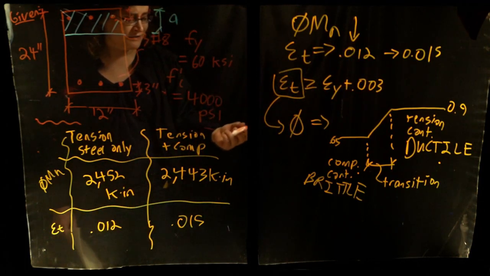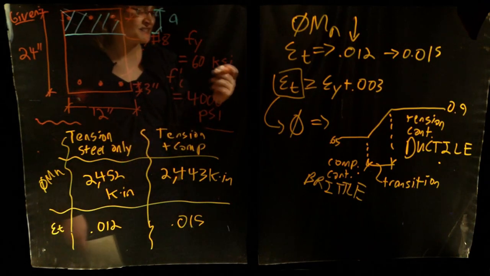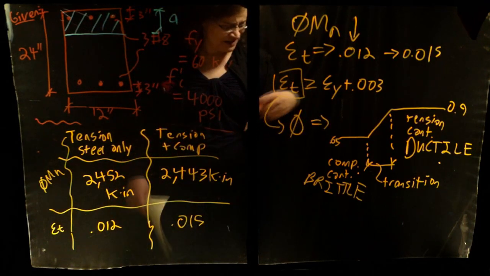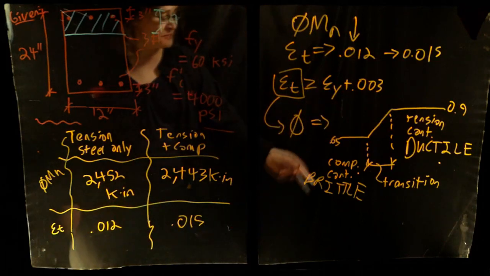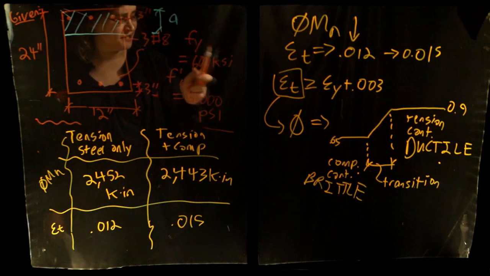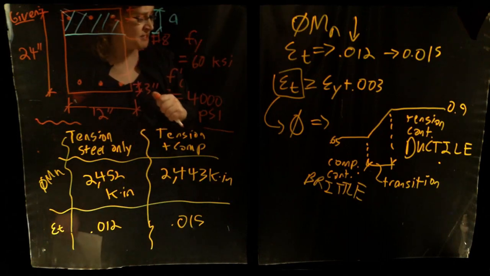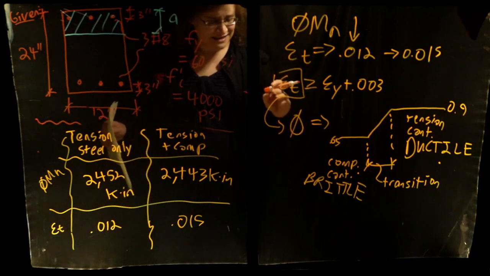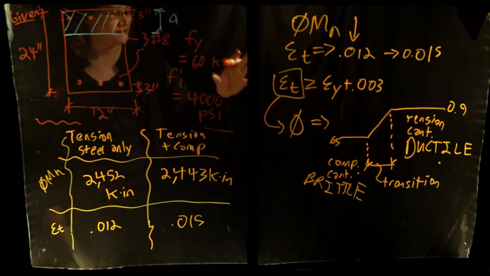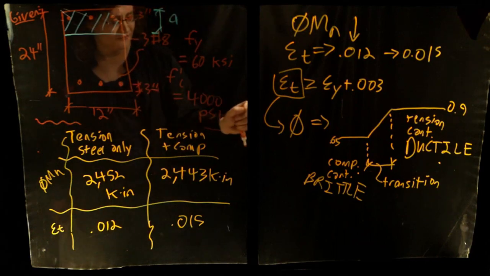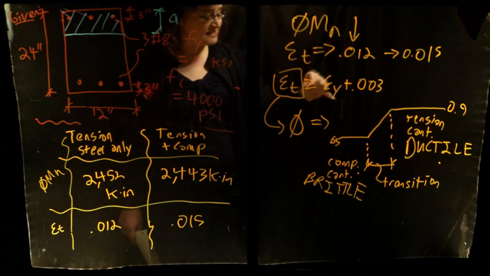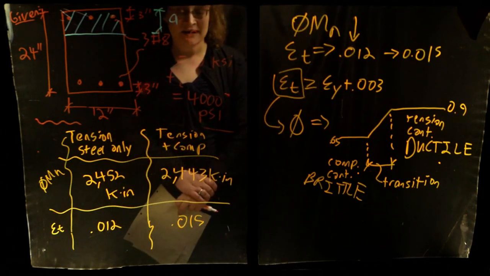I'm out in Oregon, and so if anyone's out on the West Coast, for example Oregon or Portland, you have the Cascadia Fault Zone, and so you do want to design your structures for ductile failure. So anyway, probably the single greatest benefit of adding compression reinforcement is that you can force a beam that would have brittle failure instead into a ductile failure condition, and that can be very valuable.